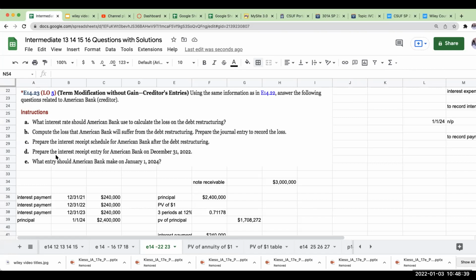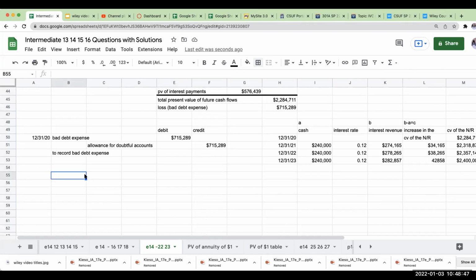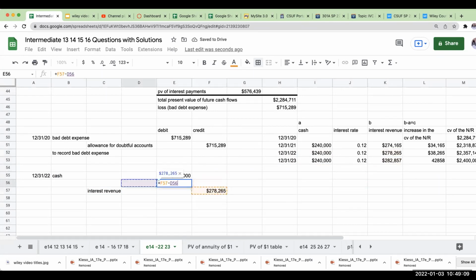Okay, so prepare the interest receipt entry for American Bank on December 31st, 2022. Over here, for the receipt of interest, where am I going to debit? I'm going to debit cash for 240,000. I'm going to credit interest revenue for 278,265. My difference here is going to go to the allowance for doubtful accounts. Okay.